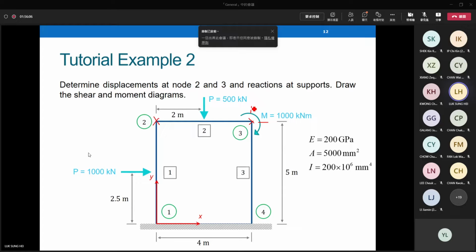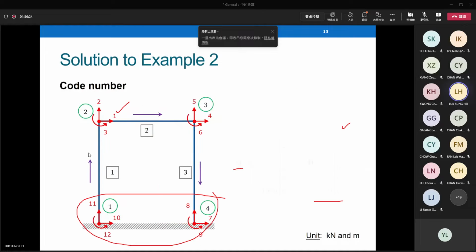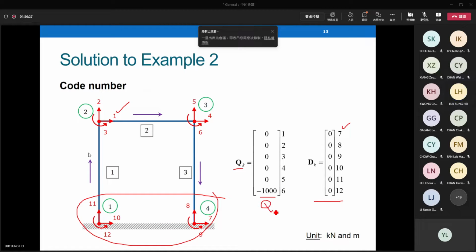There's no horizontal force, no vertical force, but there is one moment. There's one moment at this node 3. The moment is a clockwise moment. Clockwise means Q6 is equal to negative 1,000. Direction 6, we have a negative concentrated moment, minus 1,000. Be careful about the directions. Clockwise means negative, according to our sign conventions. Q1 to Q5 are 0, Q6 is minus 1,000. And this is the known force and known displacement.